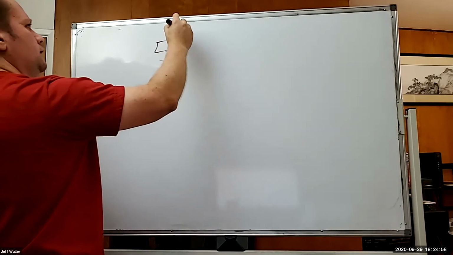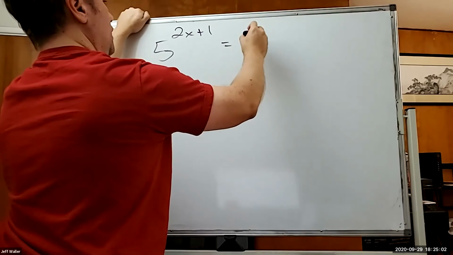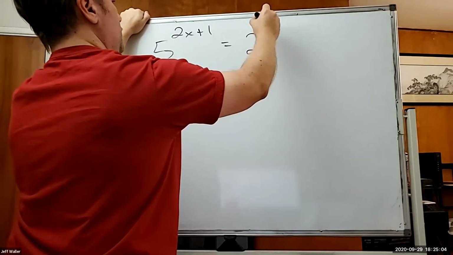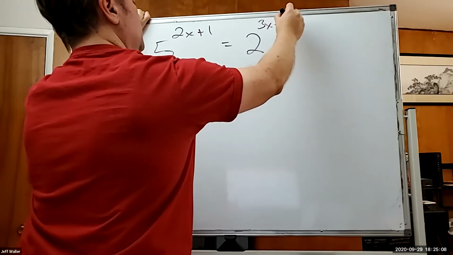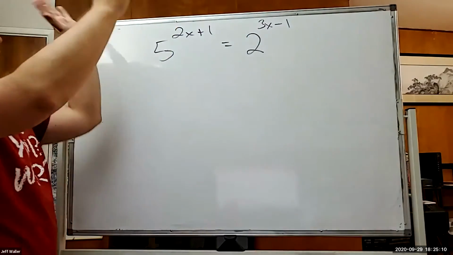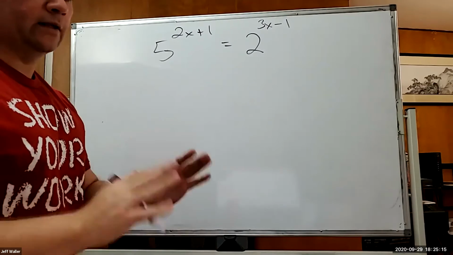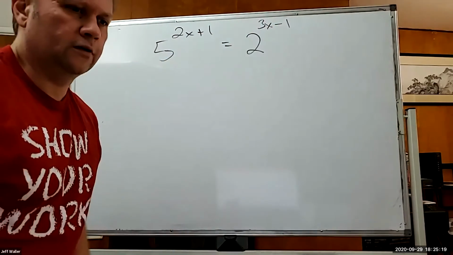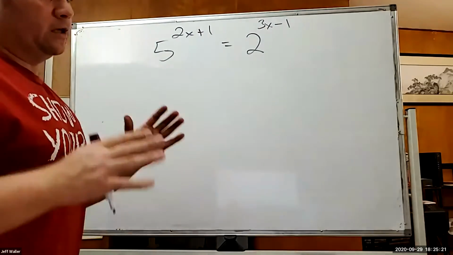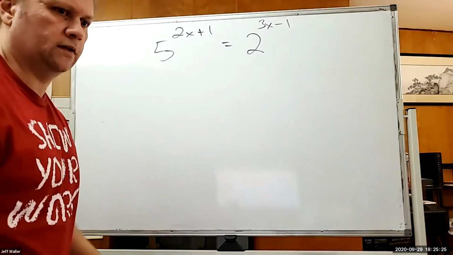5 to the 2x plus 1 equals 2 to the 3x minus 1. Sure. That looks nice and freakadelic. What's really going to suck about this problem is that they both have powers, right? So I'm just jumping into the worst example of one of these. So let's do this together.